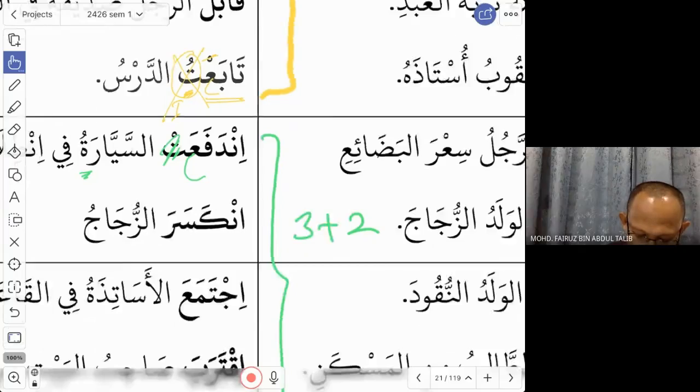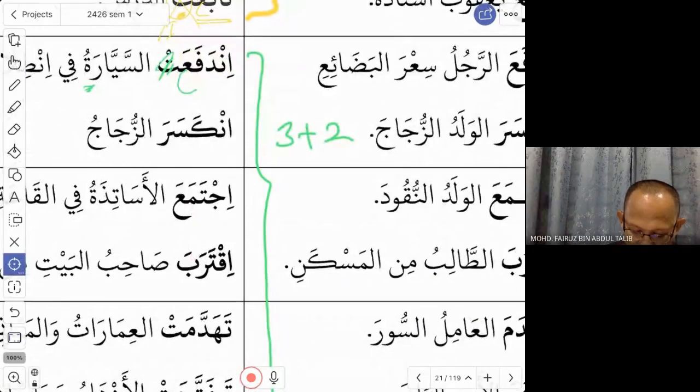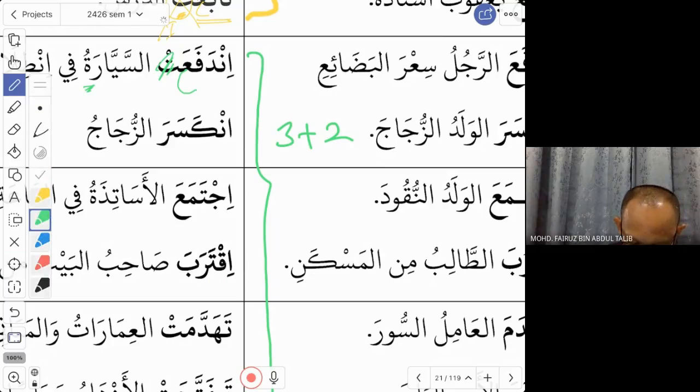The same goes to ijtama'a and also iqtaraba. So this is jim, mim, ain, 3 letters plus 2, alif and ta. The last one, qaf, ra, ba, 3 letters plus 2, alif and ta. The next one is also similar. This ta is for mu'annas. Remove it. So you have ha, dal, mim, 3 letters plus ta and plus this shadda. Again, 3 plus 2.